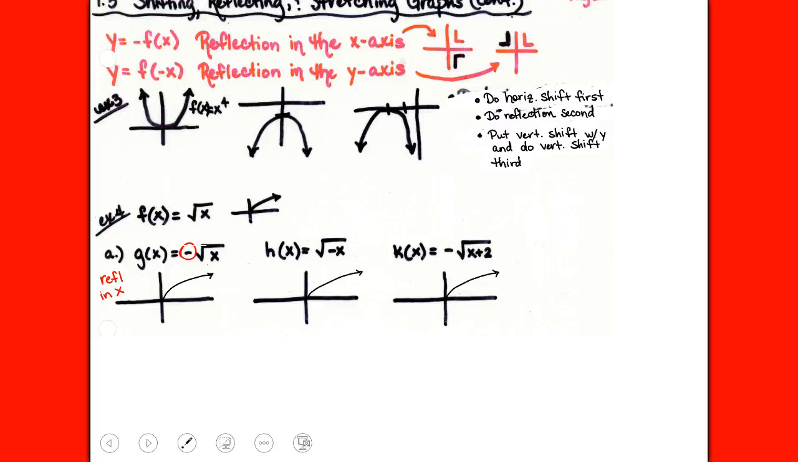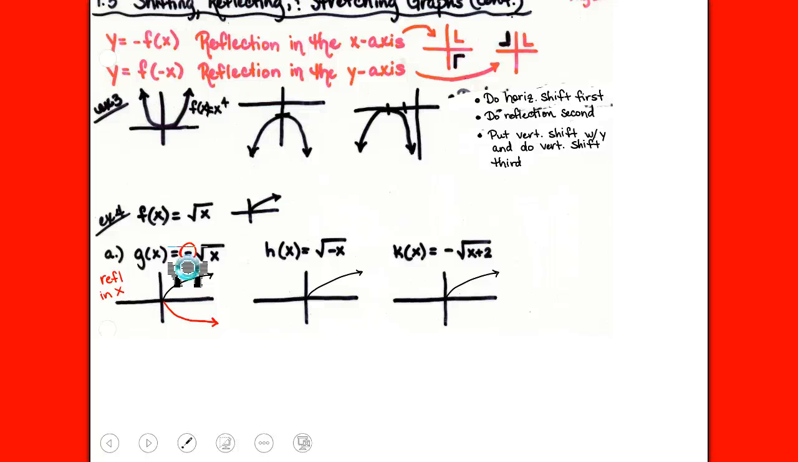So just like we did with our shifting, we're not going to plot points. We're not going to be real precise here. All we're going to do is take that original function and just reflect it in the x-axis and sketch what that new graph would look like. It doesn't have to be perfect, just as long as I can see you know what you're talking about.